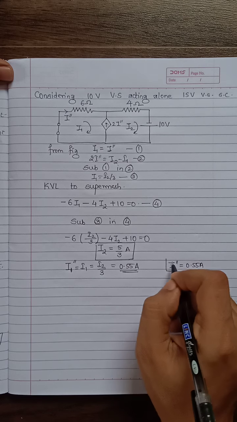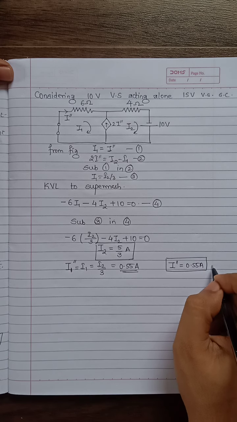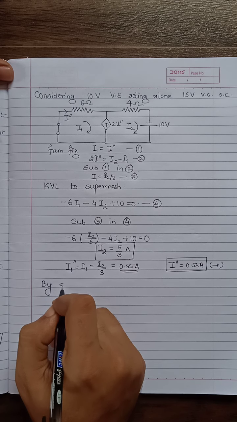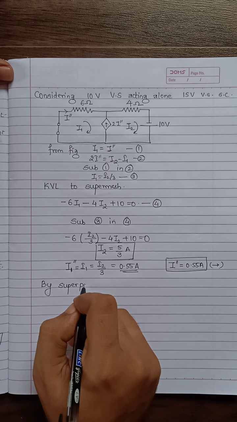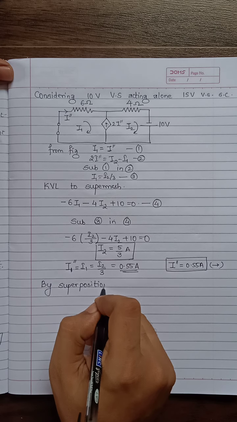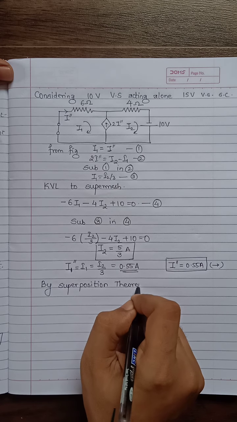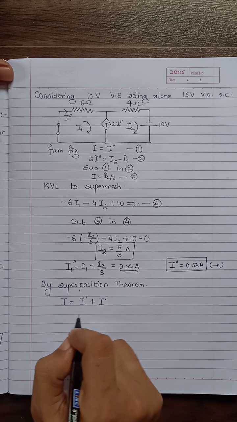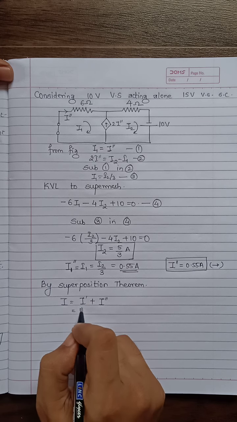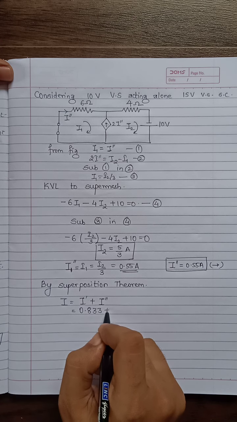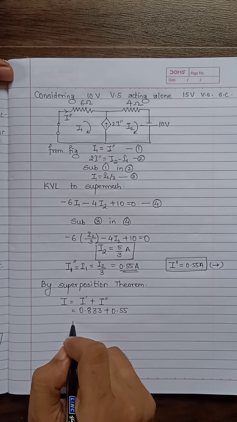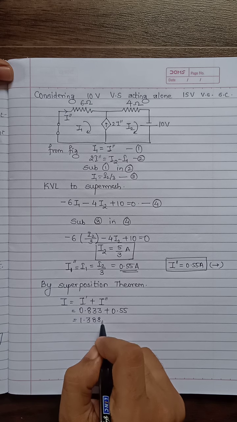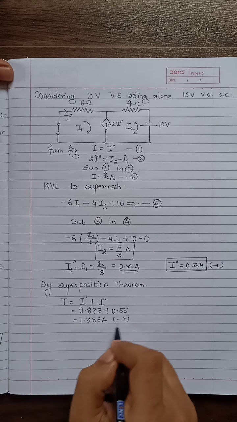The direction for I dash and I double dash is the same. Both are flowing from left to right. So by the superposition theorem, I can say I is the addition of I dash and I double dash. That will be 0.833 plus 0.55. So this will come to 1.388 ampere, and the direction of current is like this.